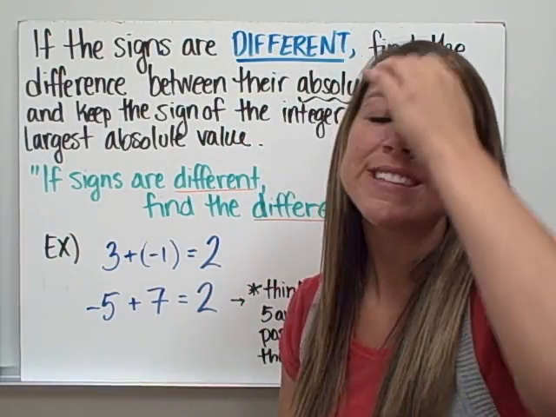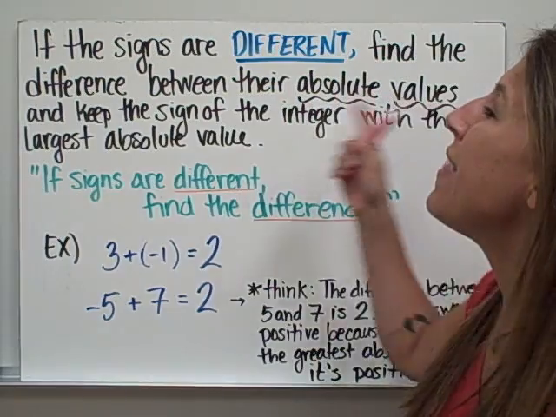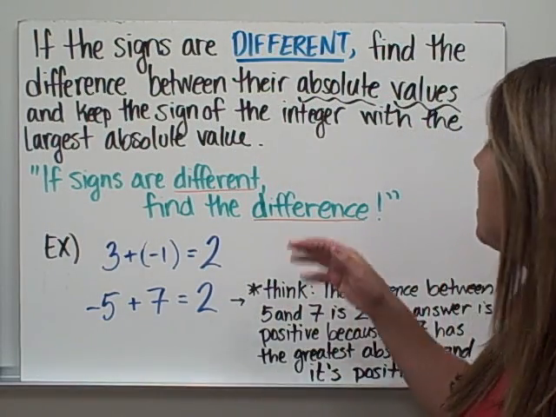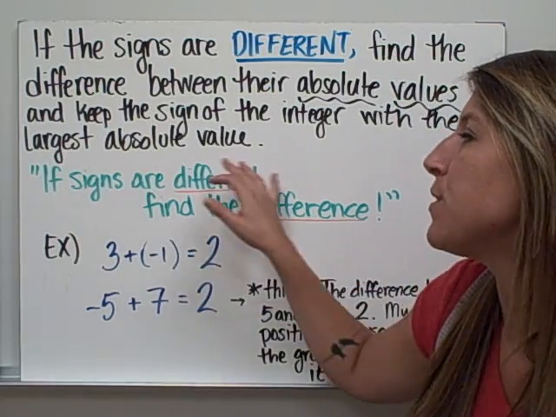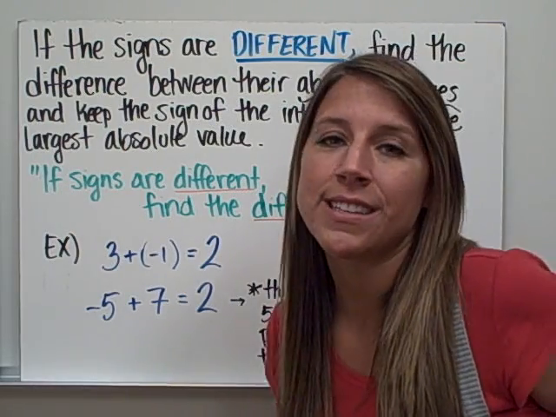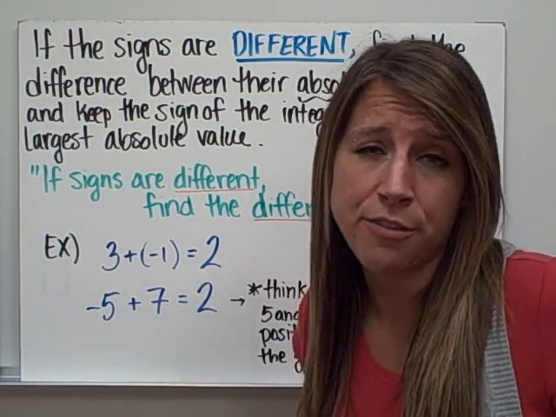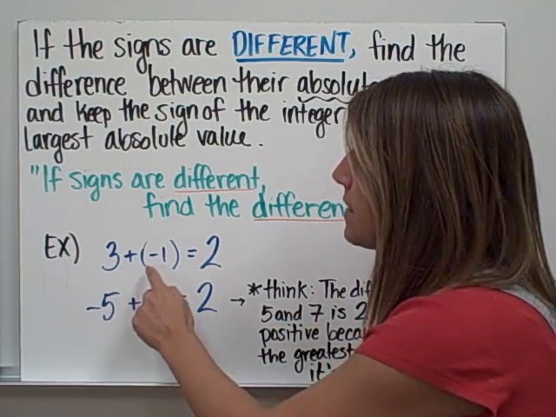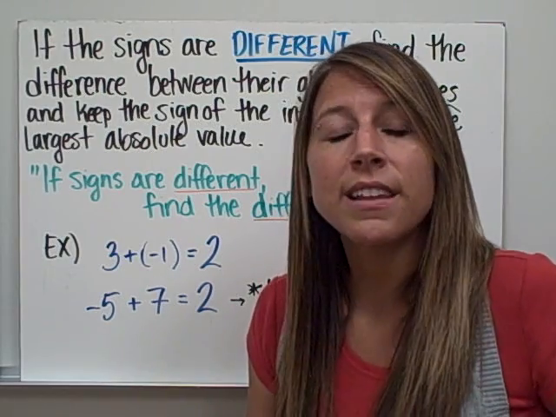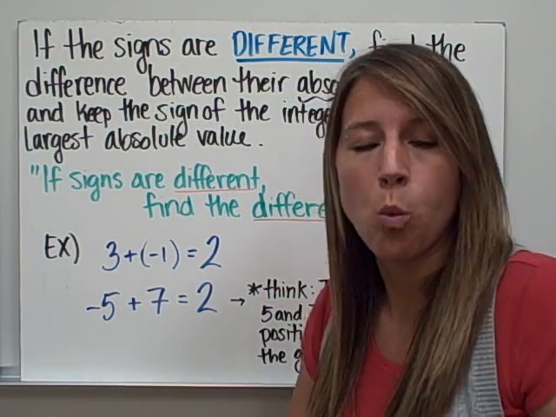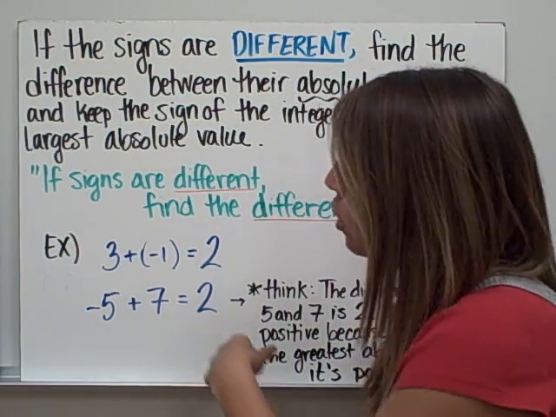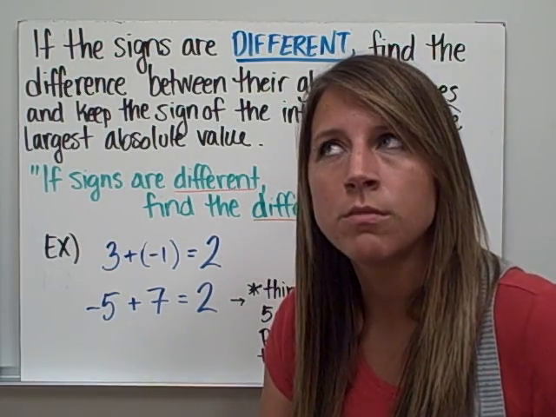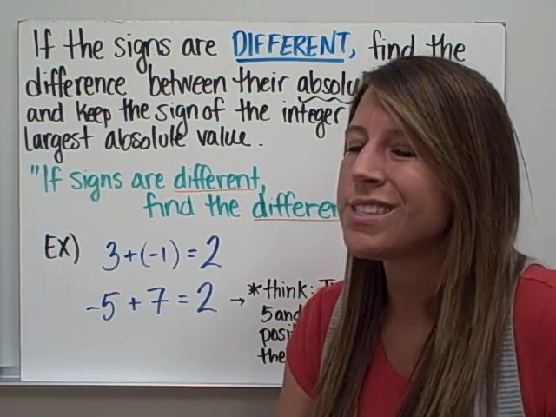But now, if the signs are different, we find the difference between their absolute values, and we keep the sign of the integer with the largest absolute value. And something that I just like to say is, if the signs are different, find the difference. So here's an example for you. If I have 3 plus -1, I automatically notice that the signs are different. One is positive, one is negative. Well, I think to myself, what's the difference between 3 and 1? The difference between 3 and 1 is 2.